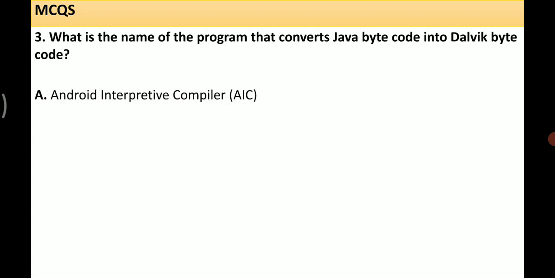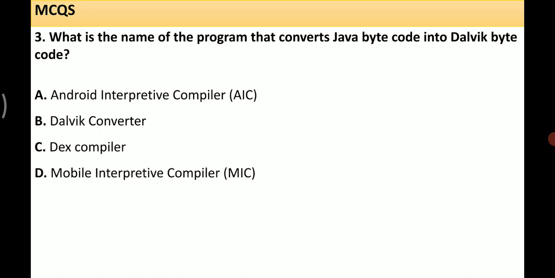The third question: what is the name of the program that converts Java bytecode into Dalvik bytecode? The options are Android Interpretive Compiler, Dalvik Converter, DEX Compiler, and Mobile Interpretive Compiler. The correct answer is DEX Compiler. DEX Compiler is the one used to convert Java bytecode into Dalvik bytecode.